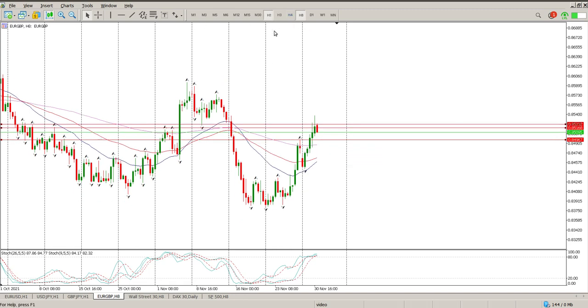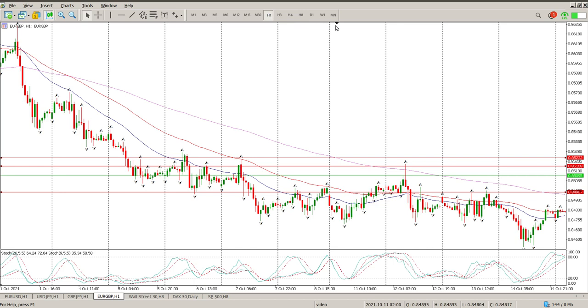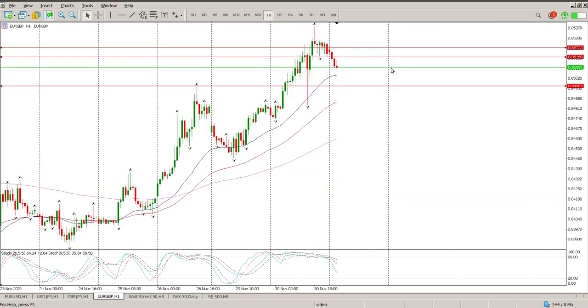Anyway, so this is one to watch on the hour, and even dropping down to 15 minutes as well. Just get your structure in on the hour and then pay attention to what's happening on the 15-minute chart. Anyway, I hope that helps. It's probably just the pound that is looking like we have some structure. US dollar is a no-go zone for me today.